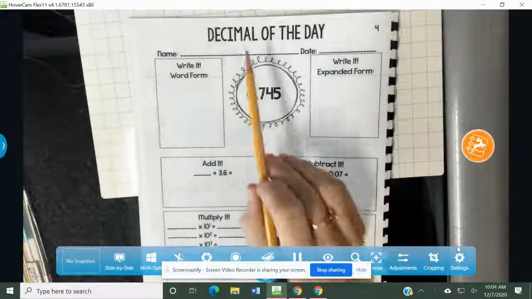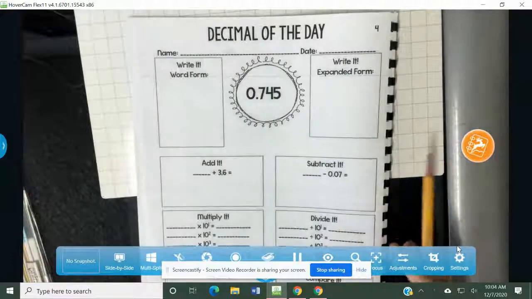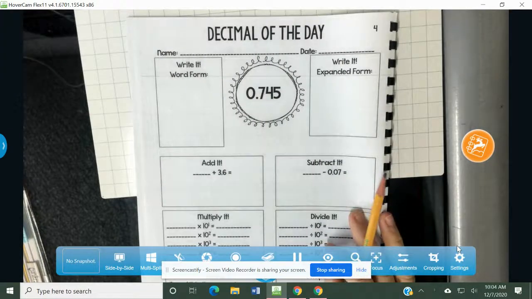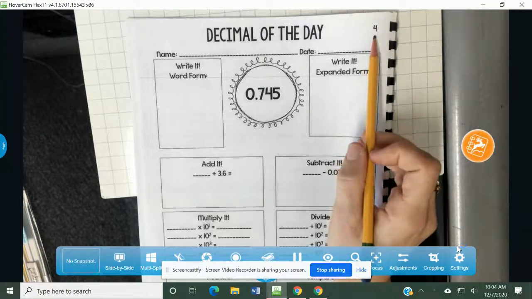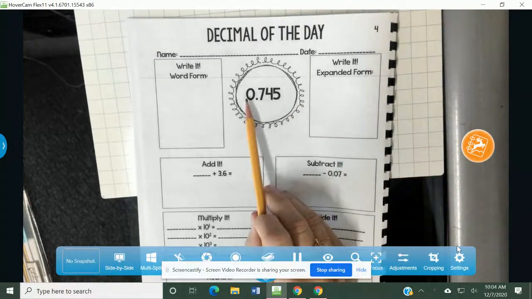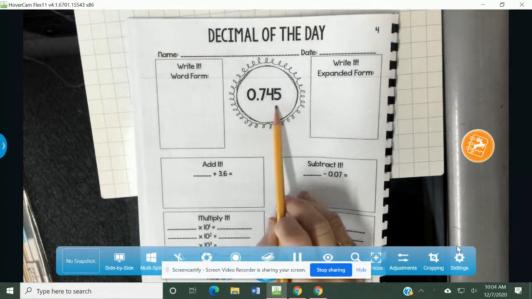Remember, it's spiral bound. It should say decimal of the day at the top. Today on your schedule, it says do your decimal packet page 4. So there's going to be a 4 in the upper right-hand corner. And your decimal should be 0 and 745 thousandths.